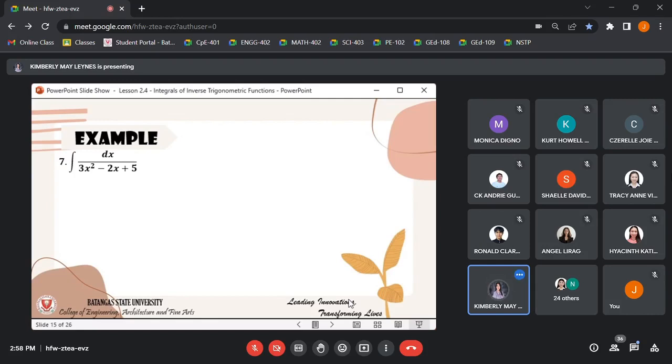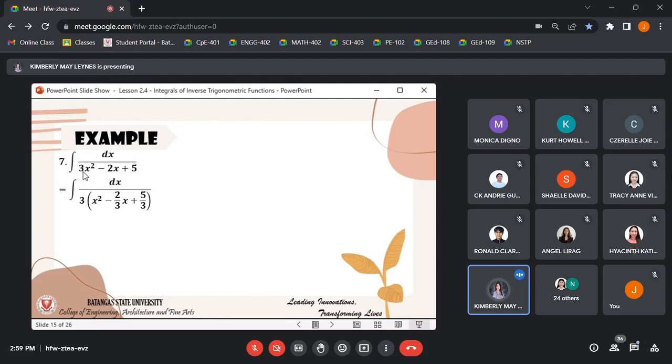So, paano ba natin mapapalabas yun? So, dapat, una, ang coefficient ni x squared ay 1. So, paano magiging coefficient na dito ay 1 from 3? Kailangan i-divide natin yung buong denominator by 3. Pag dinivide natin yung buong denominator by 3, we will have the integral of dx over yung 3 natin na makamultiply sa x squared minus 2 over 3x plus 5 over 3.